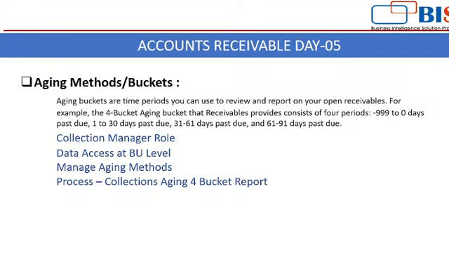So we have to do the configurations in the application. Your user must have the collection manager role, and then you have to provide your user the data access at the business unit level for this role. Then we have to create the aging method, and for the report we have to run the process, that is collections aging 4 bucket report. So we will directly move to our application and we'll see how to do it practically.